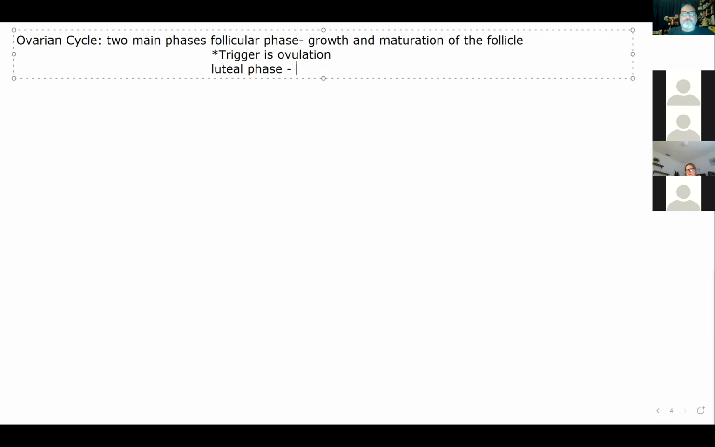They get converted into the corpus luteum. So during the luteal phase, we form the corpus luteum, it expands. And does it expand forever? No, it deflates. Yeah, it degenerates, deflates, I like that. And goes away. And once it's gone away entirely, we're back into the follicular phase again.